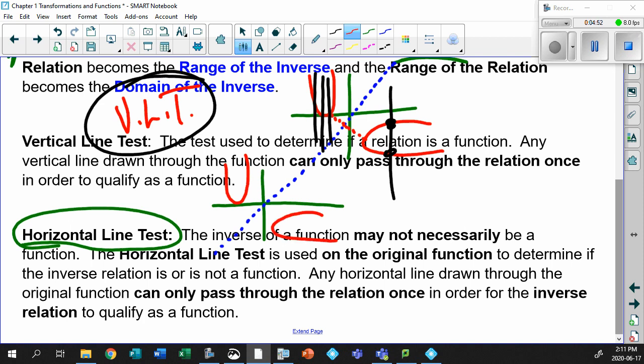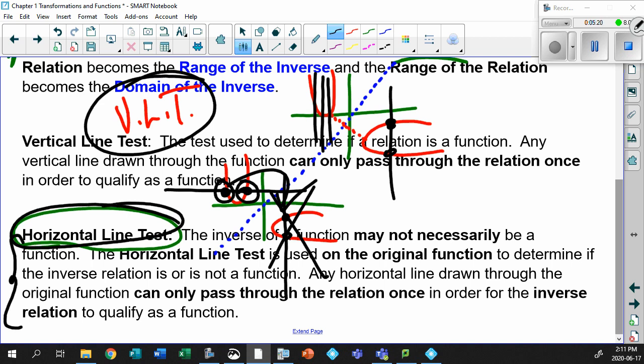Now, if I do a horizontal line test, this will tell me right away whether or not the inverse is going to be a function. Because if I draw a horizontal line right through here, it cuts through 2, which mimics the vertical line test here. And that tells me if it cuts 2 places horizontally, the inverse will not be a function. That's what this whole jargon here is all about.